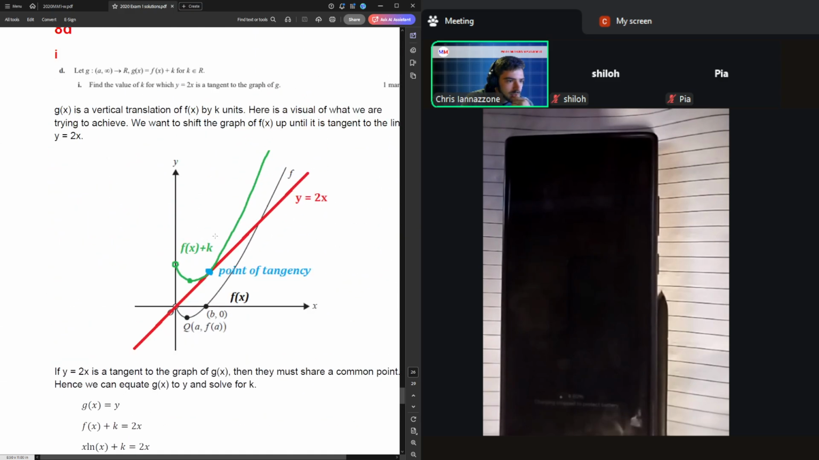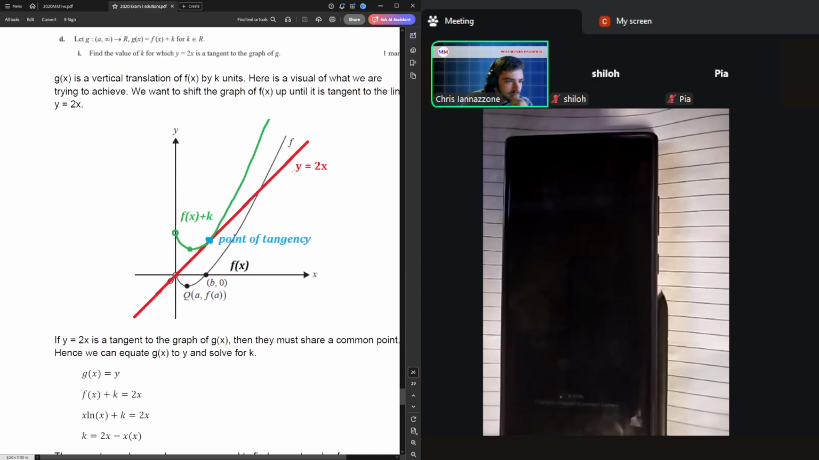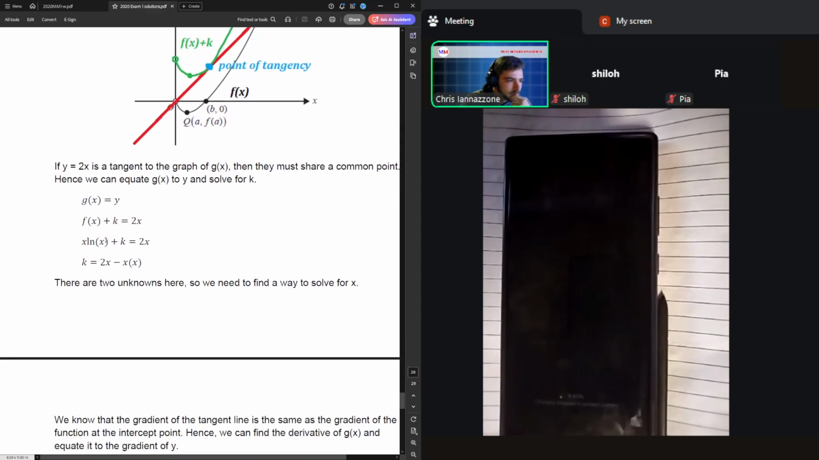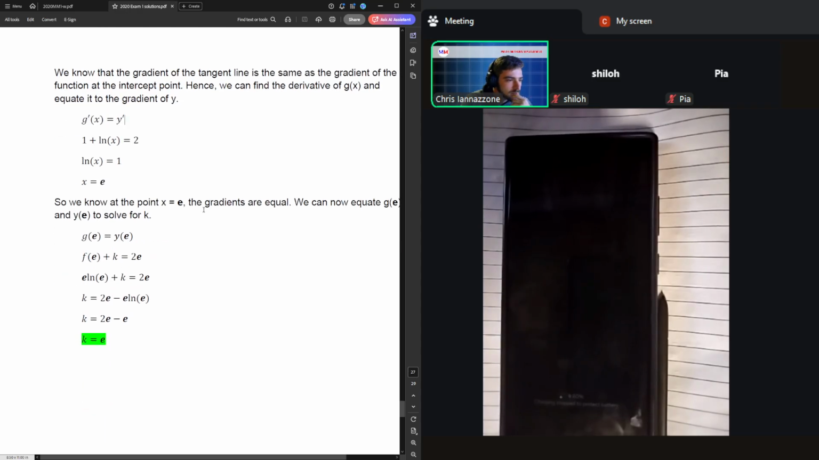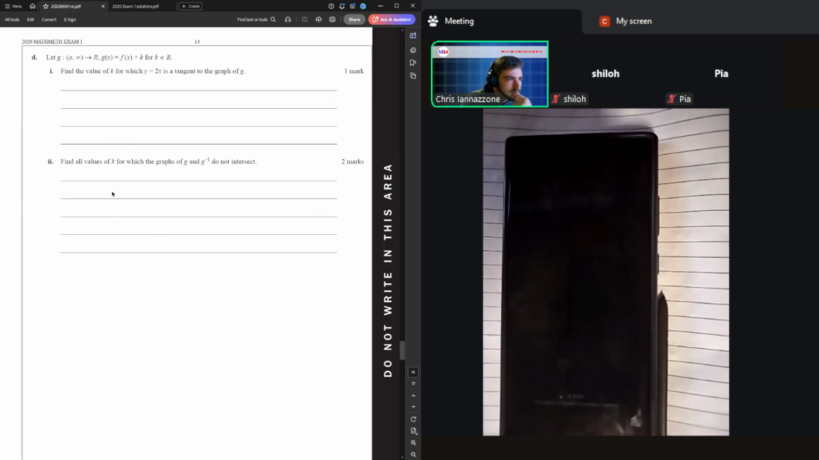Yeah, in summary, we had some sort of vertical translation. We had to map to y equals 2x. All we have to do from there is realize, cool, tangents have to intersect at a point, and they have to have the same gradient at that point. Intersecting just means the functions equal each other. Gradient means the derivatives equal each other. That's really the main thing there. Any questions about that? Let me know. Otherwise, double I.